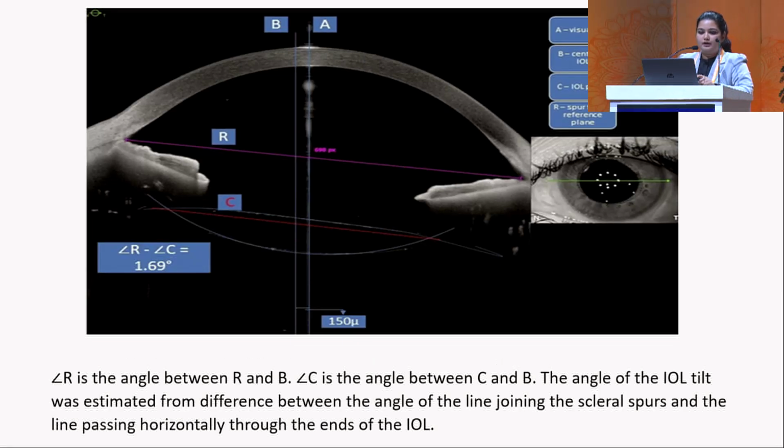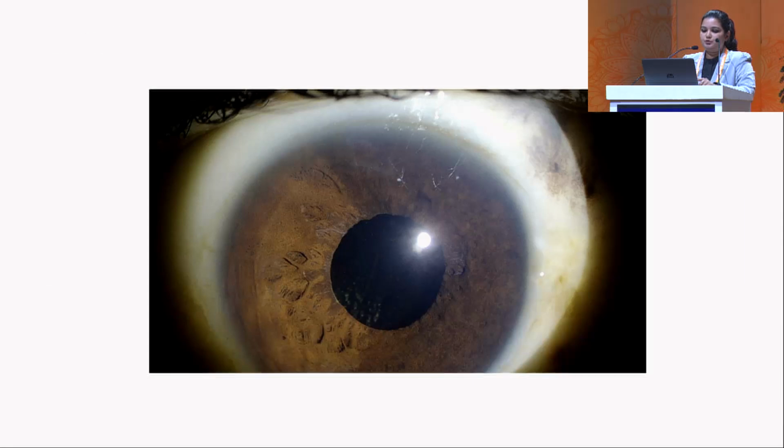Now coming to the IOL tilt, angle R is the angle between the visual axis and the spur-to-spur distance, and angle C is the angle between the visual axis and the IOL plane. The difference between these two gives the angle of tilt. This is a post-op image.